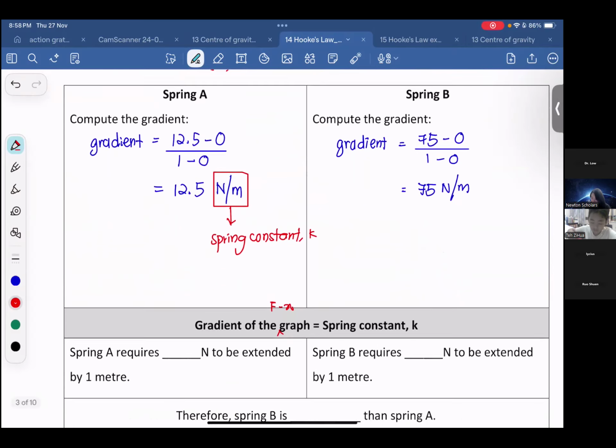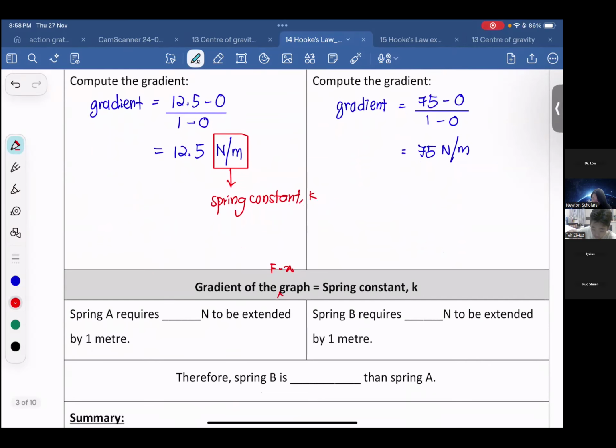So what is this meaning? Spring A, per meter, meaning that in order to extend every 1 meter, how many Newton do we need? We need 12.5 Newton. So here, K equals 12.5 Newton per meter. Per meter is the meaning here: every 1 meter, I need 12.5 Newton. So spring B, every 1 meter, I need 75 Newton.